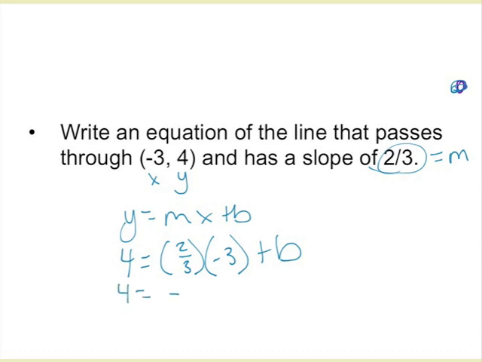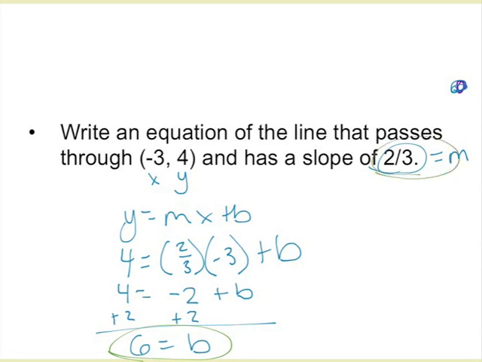2/3 times -3 is -2. Add 2 to both sides. Gives us a b value of 6. So then I'm going to take that b value and the m value and make an equation with them. Y equals 2/3 x plus 6. And the final answer should have the m and the b in place, and then x and y should be variables. Questions?